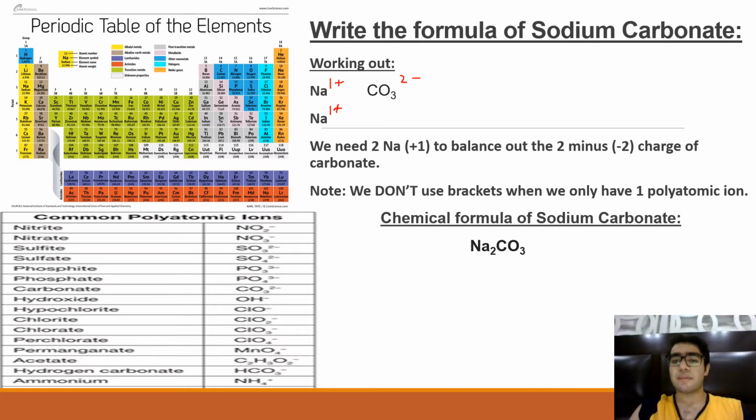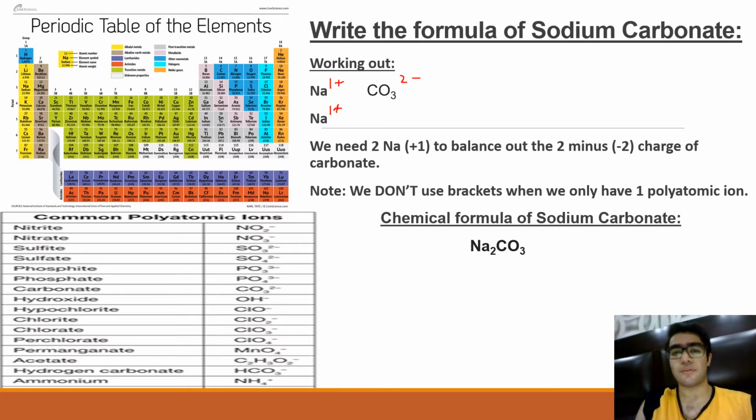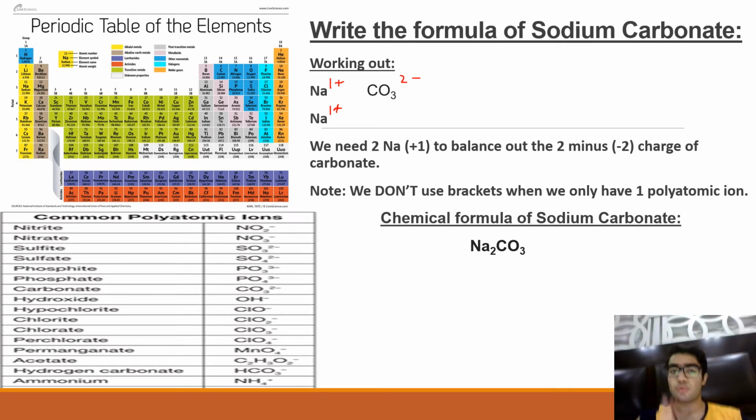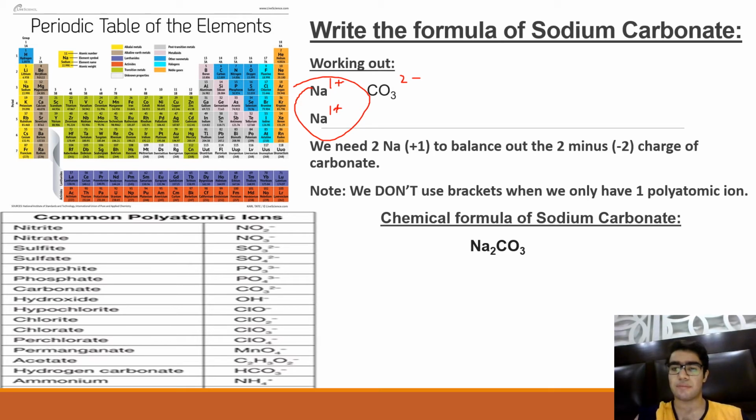So remember that we don't need to use brackets now because we only have one polyatomic ion. We only need to use brackets when you have 2 or more polyatomic ions, okay? So what you do is you write Na2CO3 because we have 2 sodium ions. You write Na, and then you write 2, and then there's only one polyatomic ion. There's only one carbonate, so you just write CO3. You don't put the parentheses. You don't use the brackets. So this is how you write the formula of sodium carbonate.